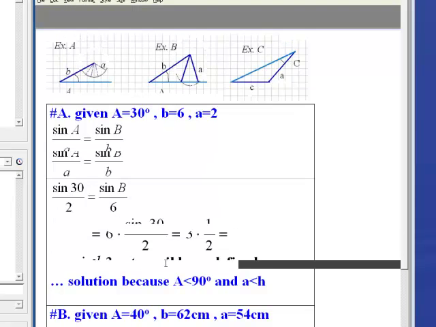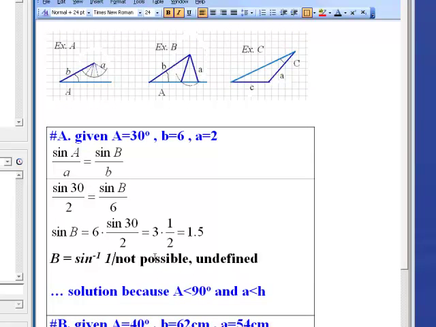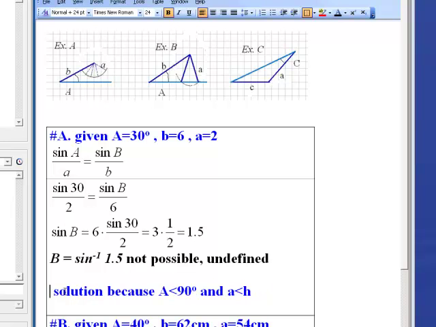And as we're taking the inverse sine of 1.5, we of course know that's not possible, it's undefined, so therefore no solution exists. That is actually the reasoning behind it, that the side a is less than the height of the triangle, and therefore doesn't reach the baseline, and our inverse sine of 1.5 tells us exactly that it's not possible. We come up with an impossible triangle. And what I just did here was example A. Let's go to example B.